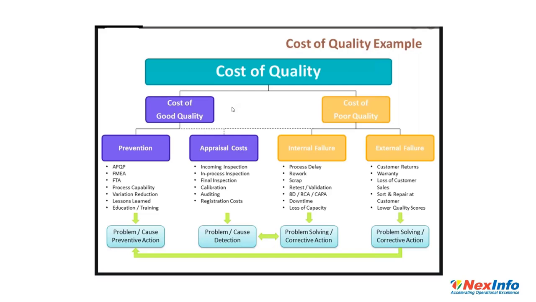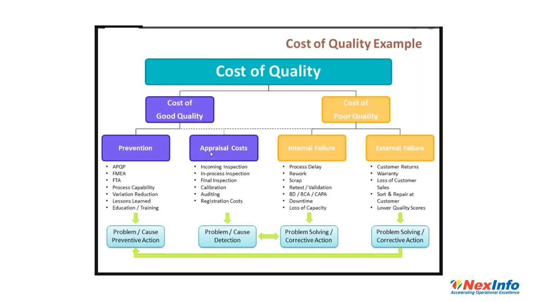So what are costs of good quality? For cost of good quality, you incur some preventative and appraisal costs. By preventative, you mean you implement some Six Sigma principles like APQP, FMEA, FTA, and then you invest your time on lessons learned, and you provide education and training to your workforce to prevent the quality issues from happening. The appraisal cost, still a good cost, is where you do an incoming inspection of all the goods received in the warehouse, you do in-process inspections, you do final inspections, and so on.